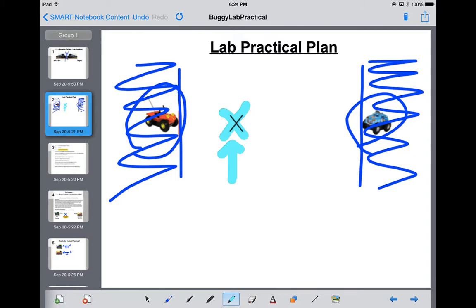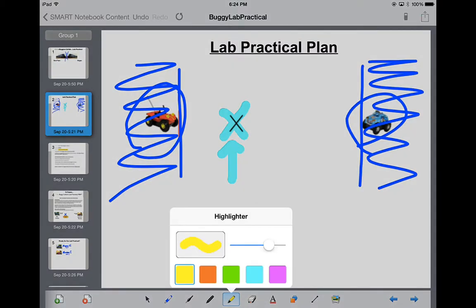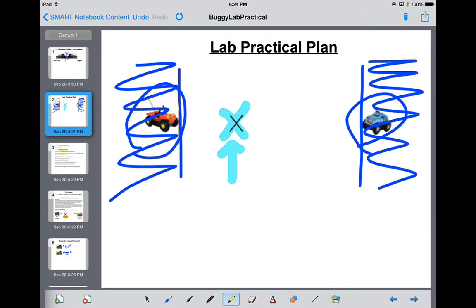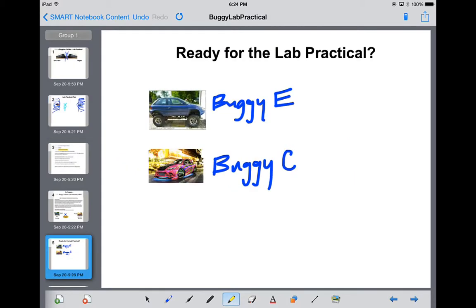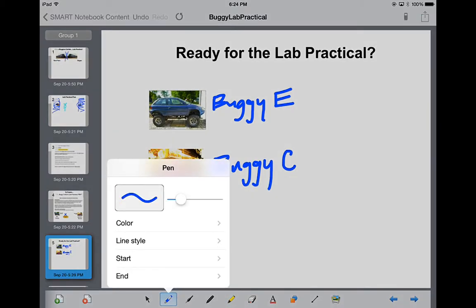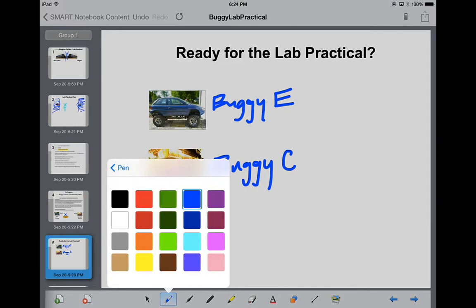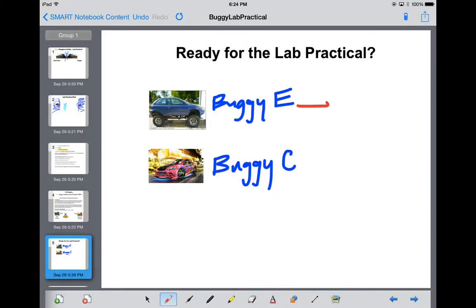So the idea is this: you are going to go through and collect your data. Here is a little bit of a breakdown. You're going to get two different buggies randomly selected for you. You are then going to do your data analysis and collection so that you can figure out which buggy is going to have a certain velocity. So you're going to do the velocity calculations for your buggy E, and you're going to do your velocity calculations to figure out how fast buggy C is traveling.